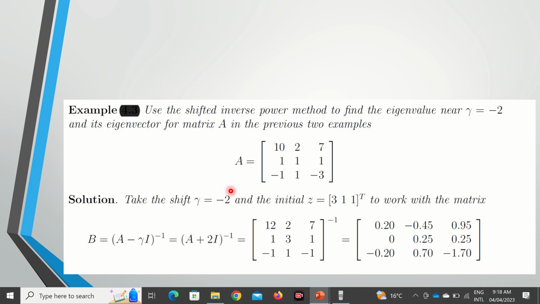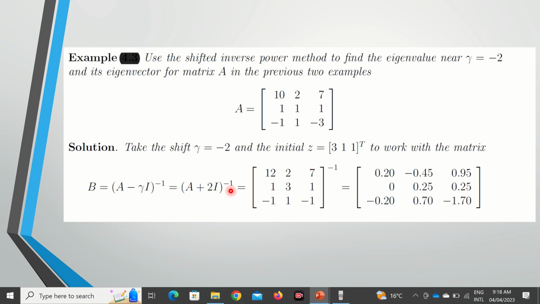Right. This is an example that we have done a bit earlier. You see, that is A. We want to find its eigenvalue close to -2. It means you will be subtracting -2 from the diagonal entries. The matrix B would be what? 10 minus -2, it will be 12. 1 minus -2, it will be 3, and -3 minus -2, that is -1.